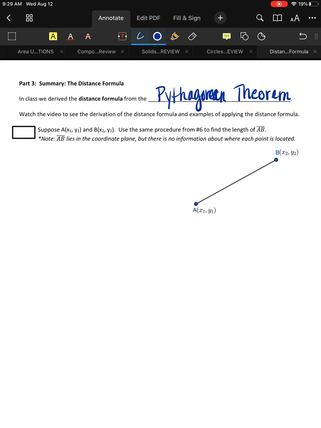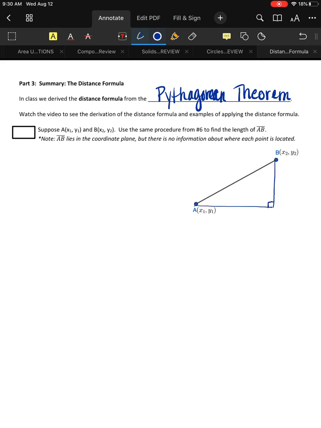So suppose that A is at the coordinate x sub 1, y sub 1, and B is at the coordinate x sub 2, y sub 2. Use the same procedure for number 6 to find the length of AB. So remember that we were using the Pythagorean theorem, and in order to use the Pythagorean theorem, we have to turn our triangle or our segment into a right triangle.